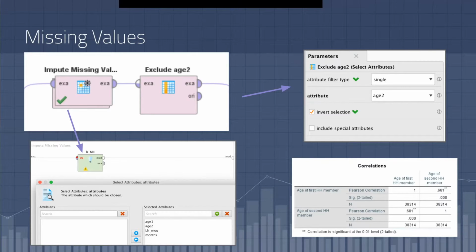So we ended up including age 2 in our imputation process for the missing values of age 1, for which we utilized K nearest neighbors, which helps us replace missing variables with their closest match, depending on the similarity to nearest neighbors in the dataset. In this instance, we used K equals 5, so it would compare against the 5 nearest neighbors. We also ended up excluding age 2 from the model after doing this in order to prevent this from influencing our model.